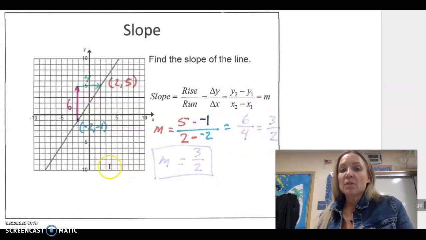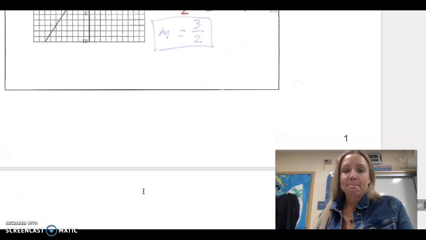Okay. If you have a coordinate plane available to you, you can also just graph the 2 points and then count up 1, 2, 3, 4, 5, 6, and over 1, 2, 3, 4. And you would get 6/4, which reduces to 3/2. Okay?